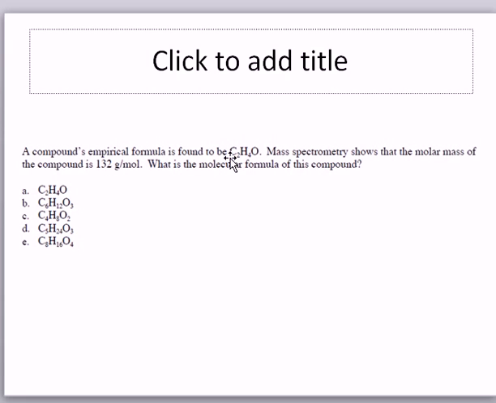So what are we at? We're at 24 plus 4, 28, plus 16. You are at 44. And so that looks like a 3-to-1 relationship. So quickly you would say, it looks like B, right? Because that's a 3x of the empirical formula. So that's how you would step through the difference between the empirical and the molecular formula.